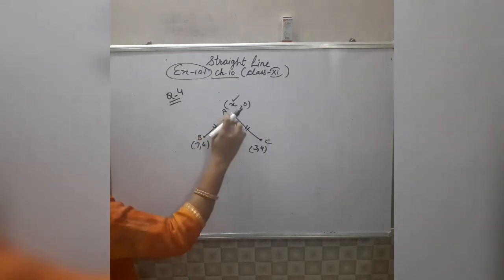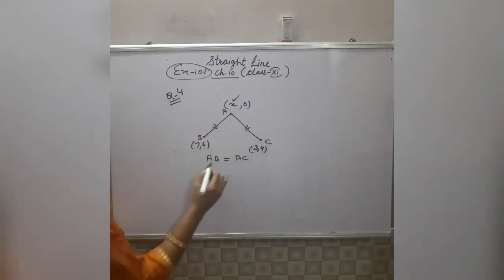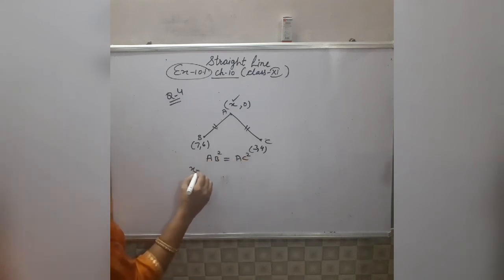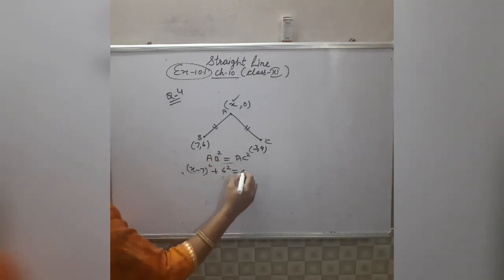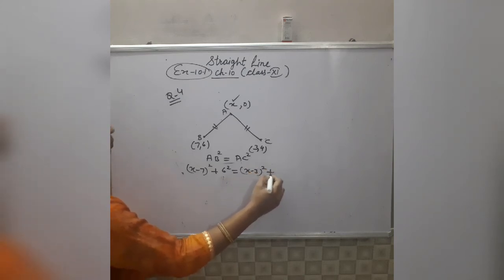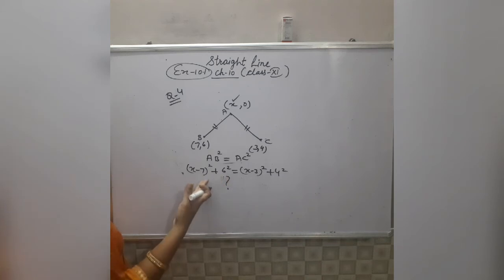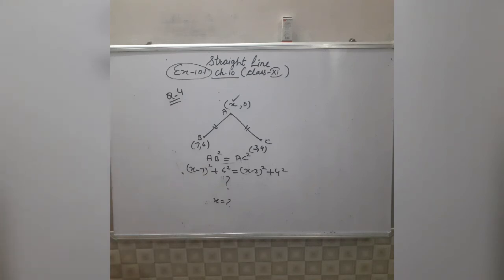Let us suppose these points are A, B, C. Now according to the statement, AB is equal to AC, so AB square will also be equal to AC square. So (x minus 7) whole square plus 6 square, no need to take the root because we have taken squares here, is equal to (x minus 3) whole square plus 4 square. Now it is simple calculation work. After simplifying it, you will get the value of x, and putting the value of x, you will get the required point. This type of sum you have also done in 10th class. So this is question number 4.